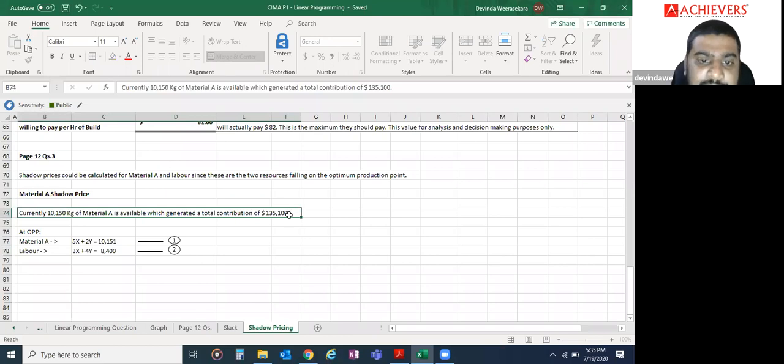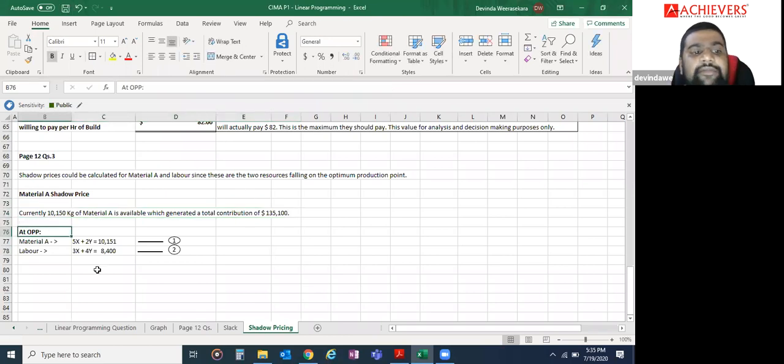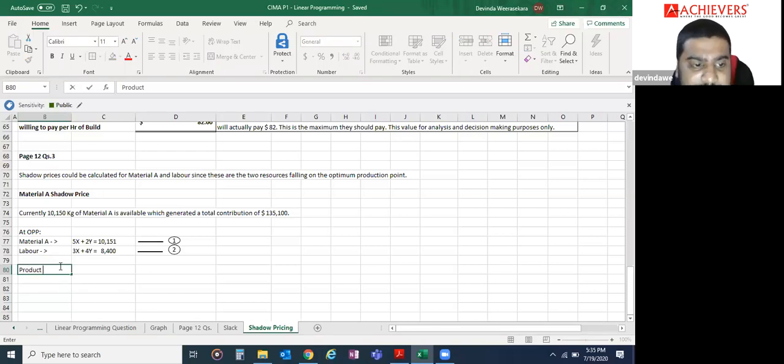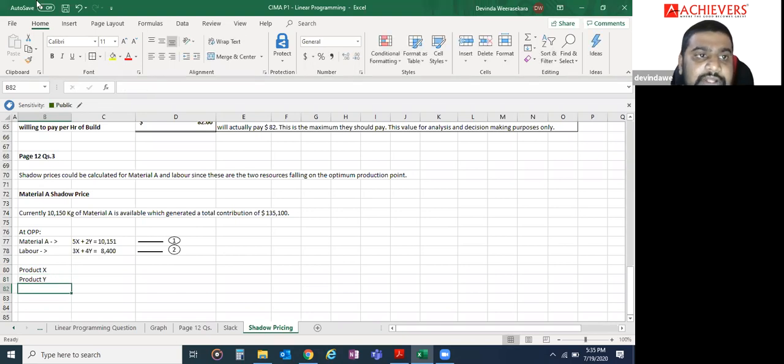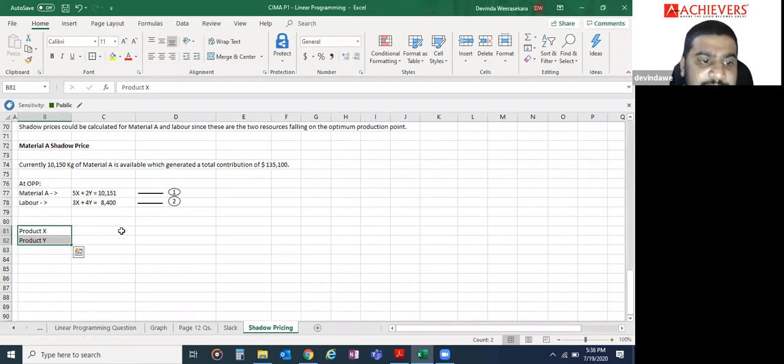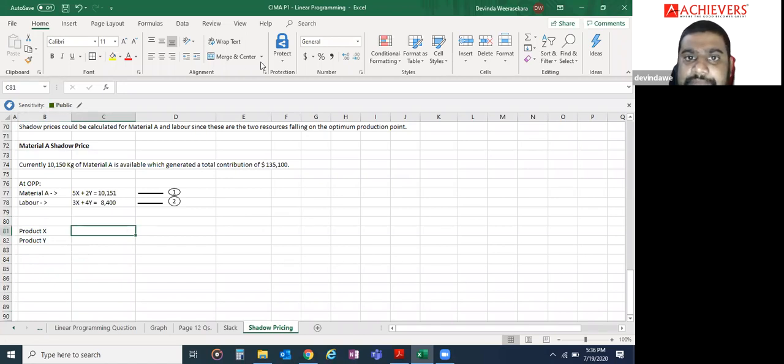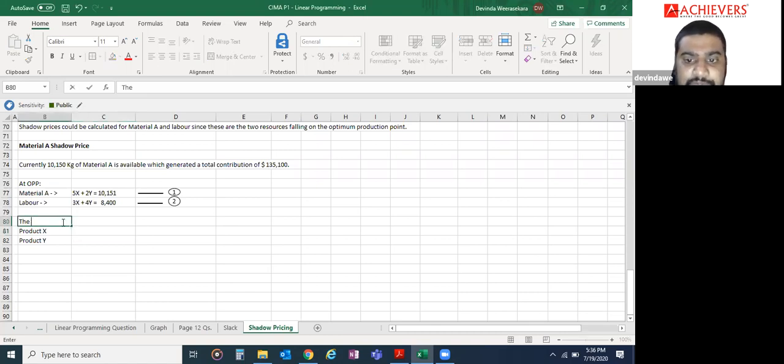Now I increased it by 1. Now you can use the linear simultaneous equation method and find out the optimum production plan. Remember last week I taught you the calculator method of solving linear simultaneous equations. Use that method to solve these two simultaneous equations. How many units of X and how many units of Y? What is the optimum production plan with 10,151 kilos of material A? Send it to me on the chat.